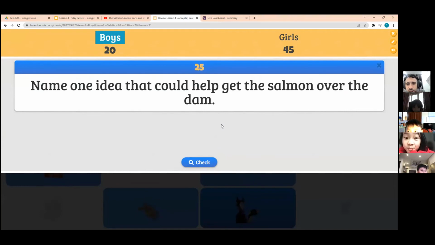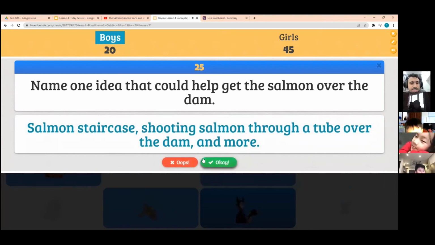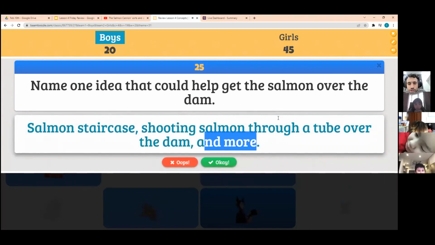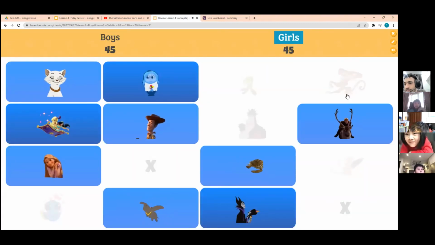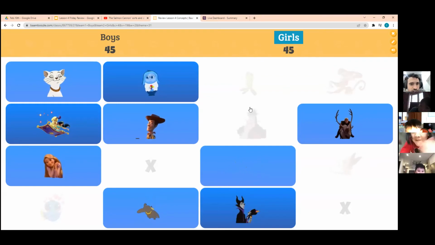Name one idea that could help get the salmon over the dam. We could build something like a slope for the salmon to go up. Okay, I like your idea. Very cool. Salmon staircase, shooting the salmon, and many more. You all came up with your own idea. I just want to hear your idea. Very good.